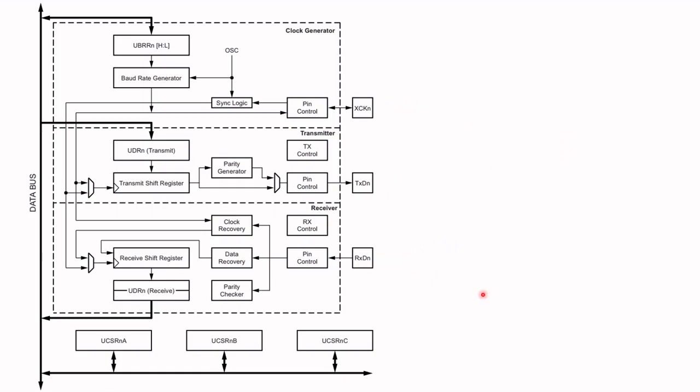Now, as mentioned earlier, the USART has three parts: the clock generator, which is this one here, the transmitter, and the receiver. But now, what I want to do is to focus on the registers attached to each of the parts. For the clock generator, the register I would be interested in is the USART baud rate register, or UBRRn, which is this one here.